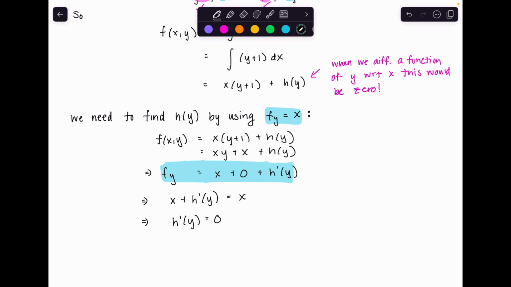So if I need to find this function, this is now a Calc 1 problem. We go ahead and integrate this with respect to y, so we end up with a constant. We use k because we've used c already to define the curve C. So this is a constant.